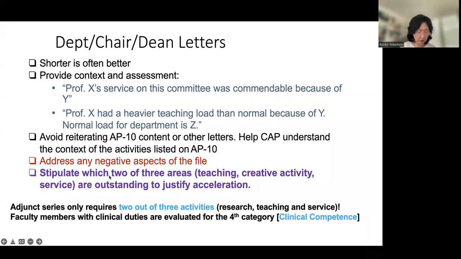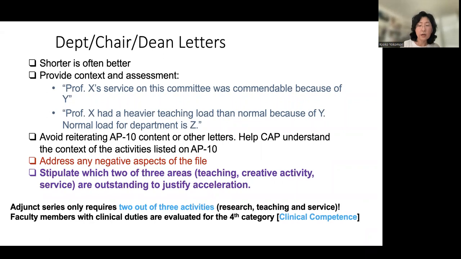Another thing I'd like to really emphasize is that if you are going for acceleration, please make sure the department and chair's letter stipulate which 2 of the 3 areas the person is outstanding in that can justify acceleration. Oftentimes, the person is publishing great papers and got tons of money, so let's go for acceleration. But if the person is doing poorly in teaching and does very little service, then that acceleration is not going to be granted. So make sure that the department letter stipulates which 2 areas are identified as outstanding to justify acceleration. That makes it so much easier for the reviewers.